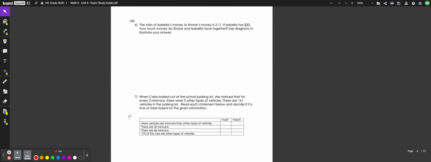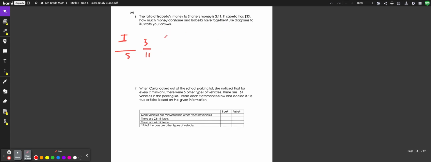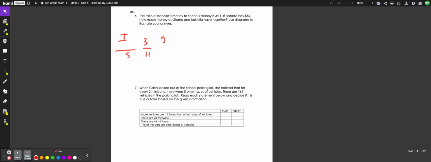The ratio of Isabella's money, so Isabella's first, and Shane's money is 3 to 11. So we have Isabella, we have Shane. Isabella, Shane, 3 to 11. If Isabella has $33, how much money does Shane have?